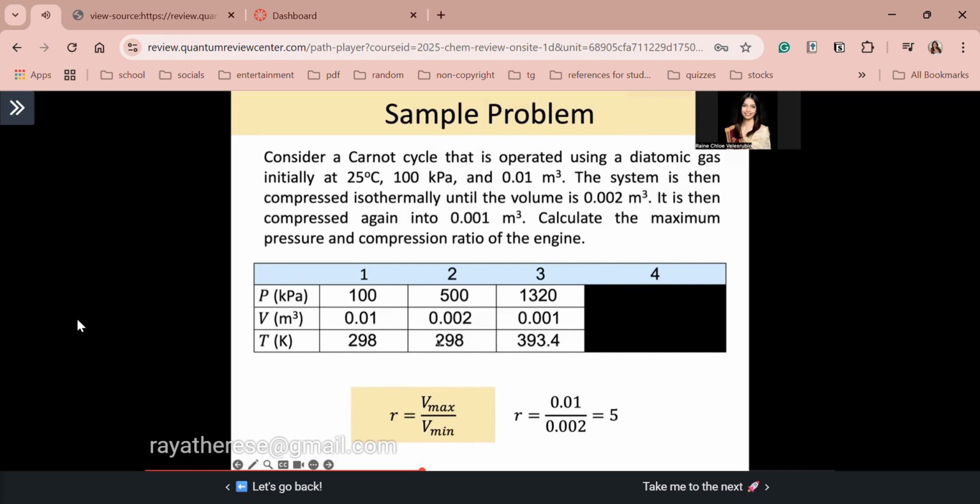Guys, when we say maximum pressure, yun yung maximum pressure attained by the Carnot cycle. O guys, sino ang pinakamalaking pressure? It is P3. Therefore, our maximum pressure is 1,320 kilopascals. Next, for the compression ratio, this is equation Vmax over Vmin. So the maximum volume for the diatomic gas in a Carnot cycle is 0.01 cubic meters. Ito, siya yung pinakamalaking volume, right? Divided by the minimum volume, yung pinakamaliit na volume na attained, which is 0.002 cubic meters. Solving, we get 0.01 divided by 0.002. That's equal to, ilan guys? 5. Okay? So the compression ratio of the engine is 5.